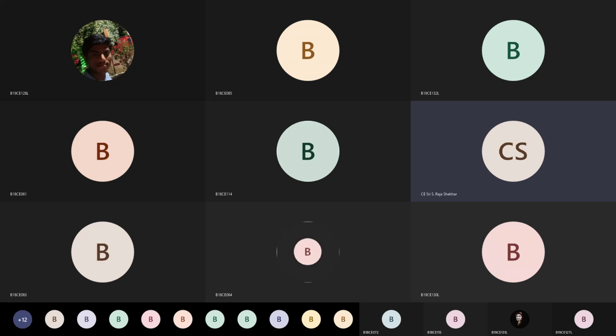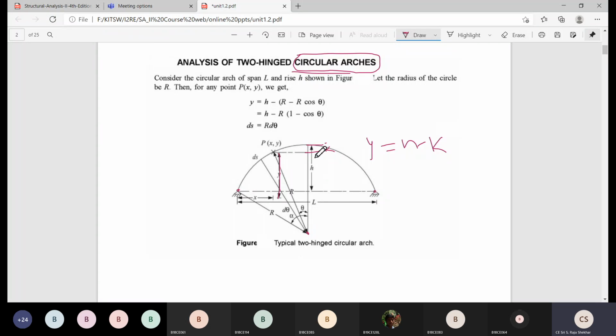So I want this y ordinate. The y ordinate is equal to the rise minus this k. So we need to calculate this k value, the k ordinate. How are we going to calculate it?